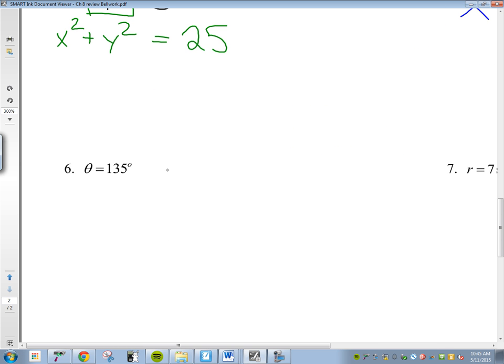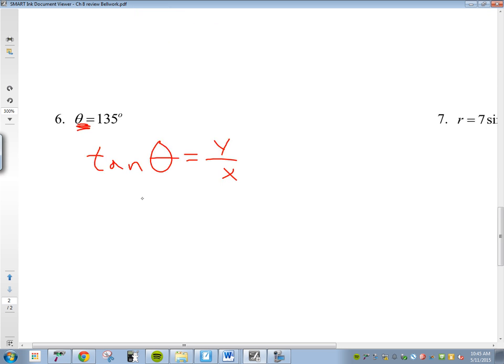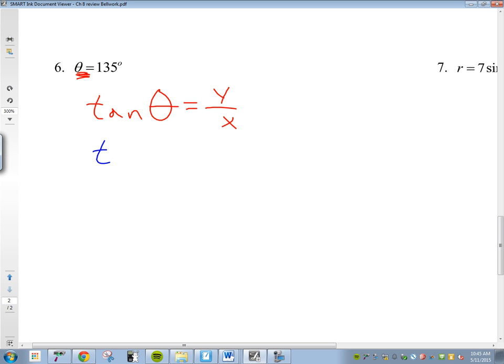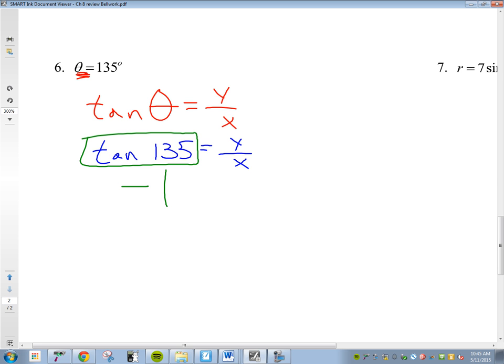Looking at number 3, it gives you theta. Which one of these equations only gives you theta and not r? The third one. Tangent of theta equals y over x. So for us, we are doing tangent of 135 equals y over x. I go to my unit circle and I try to figure out what tangent of 135 is. -1, because it's y over x.